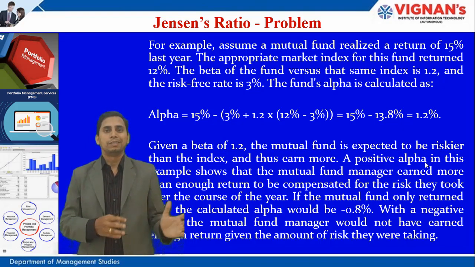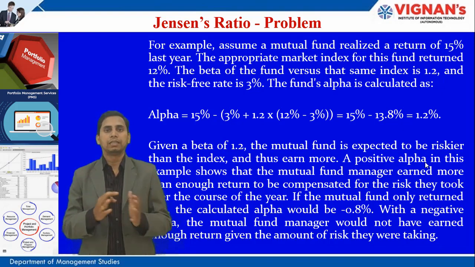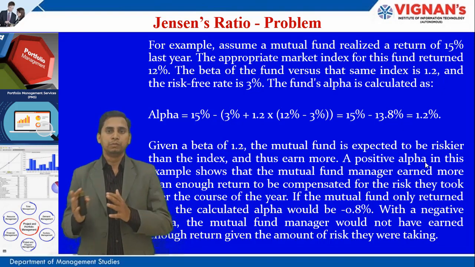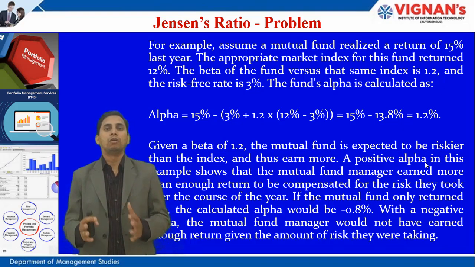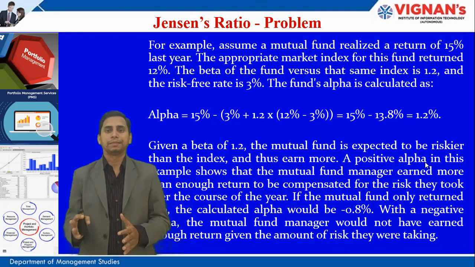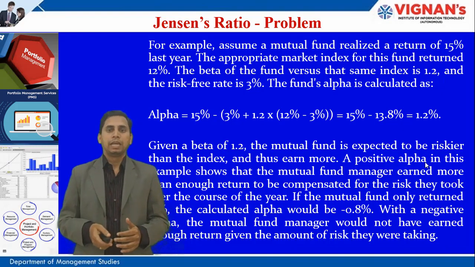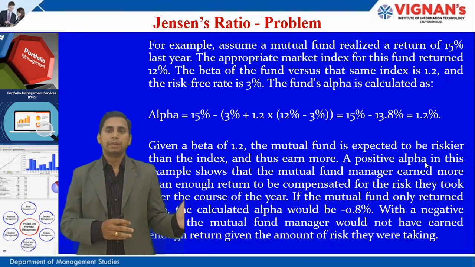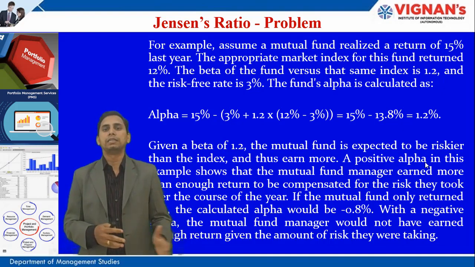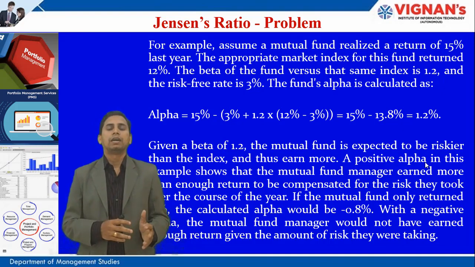So that's what the positive alpha shows. When you look at the return of the mutual fund, it is more than the market index, which is nothing but the excess return generated over the market index return. So that is a good sign. And if a mutual fund only returns 13%, then it is very unattractive, because the index generated 12% and the portfolio generates 13%, which is not attractive.